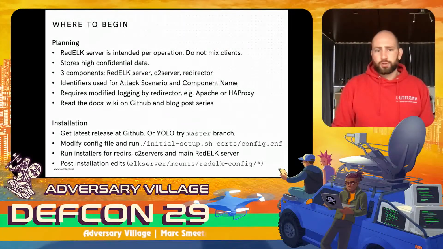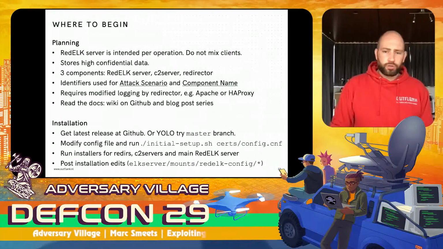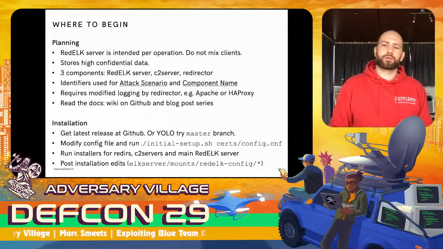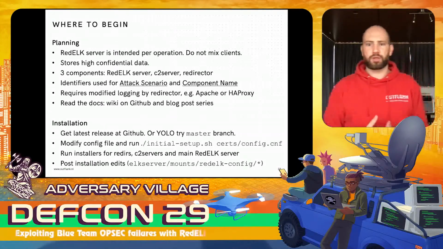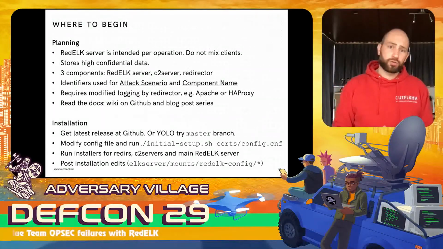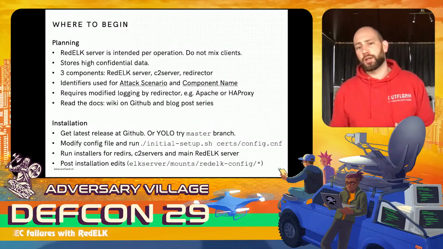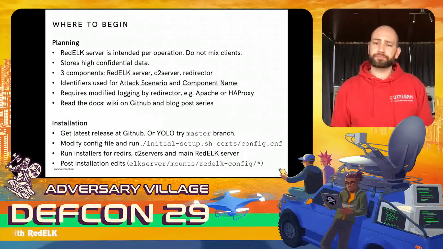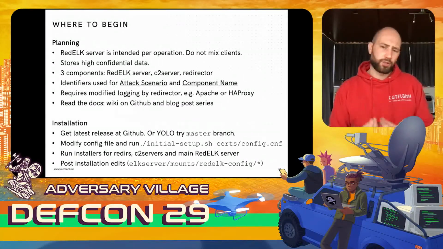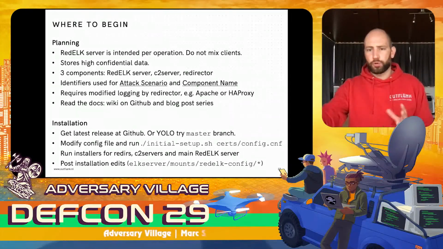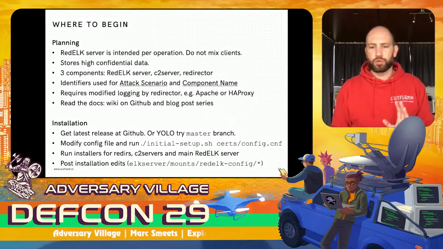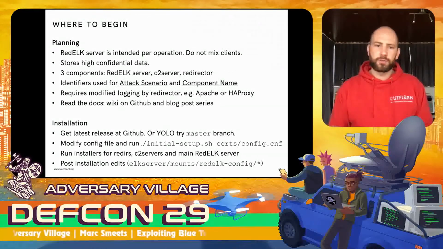Then you do the installation, you get the latest release from GitHub, or you can just try the master branch, whatever you like. Then there is a first step in creating certificates and the installation packages for the ELK server, the C2 server, as well as the redirector. You do that with the initial setup. You generate certificates that are being used for the transport of the data from those other components back to the RedELK server. It's TLS encrypted, you need to configure that.